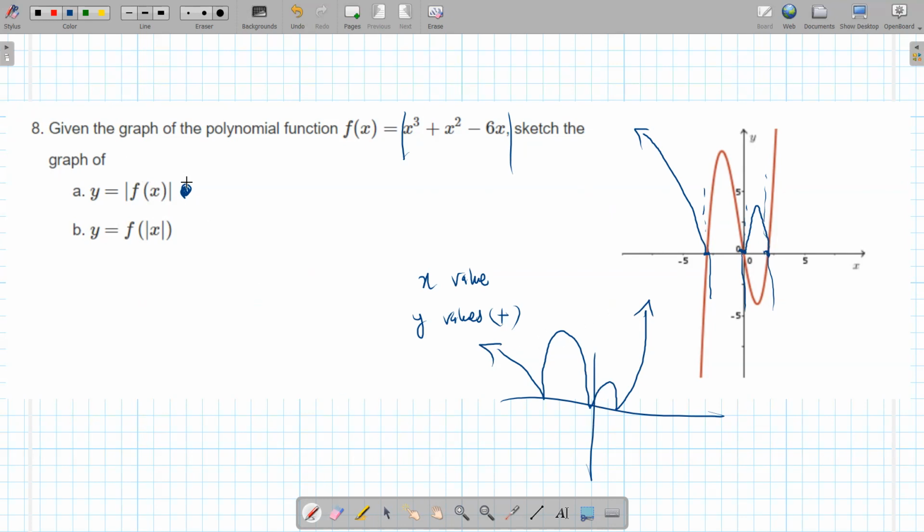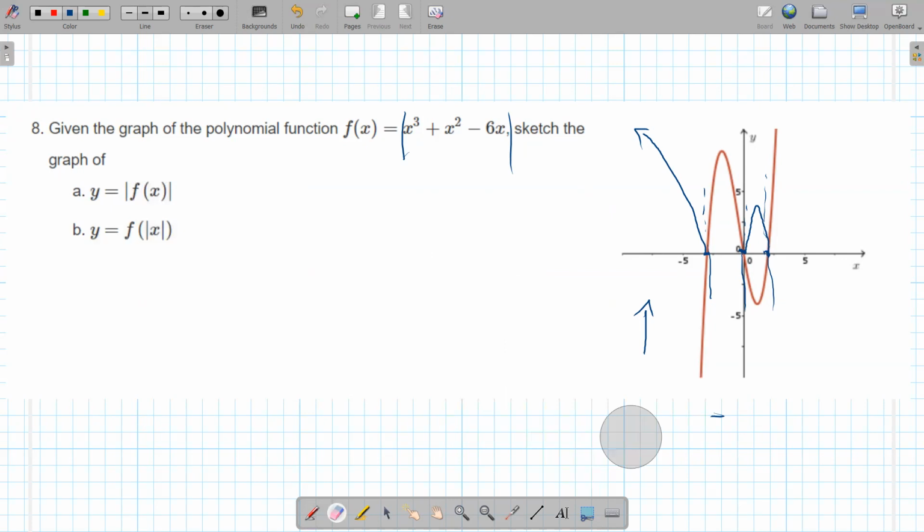Let's look at B. B is very similar, but now what's happening there? All the y values are going to stay the same, but the x values are all going to be positive. So where are the x values negative? The x values are negative to the left of this, right? Yeah. So it's going to look something like this. It's a reflection on the y-axis.